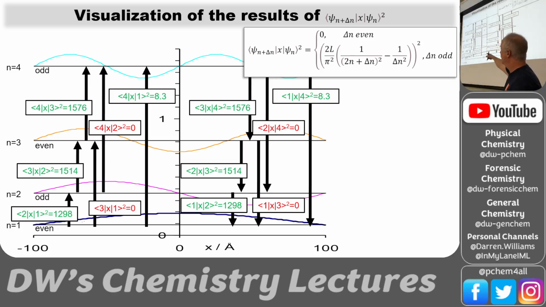And then look at the delta N equals 2s. Those are forbidden by math. Okay. And then delta N equals 3 is 8.3. So yes, we can skip levels, but look at what happens to the intensity. It goes from 1500 down to 8. So it's a very weak peak.